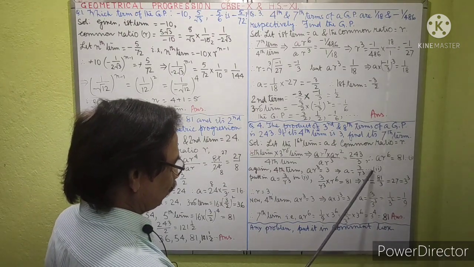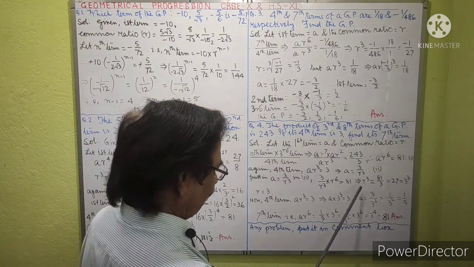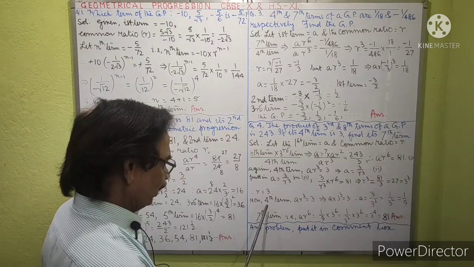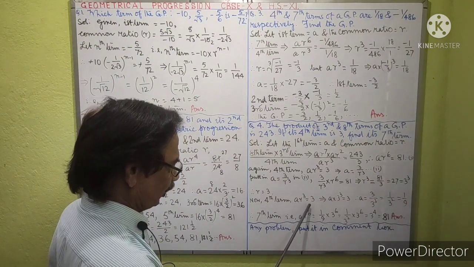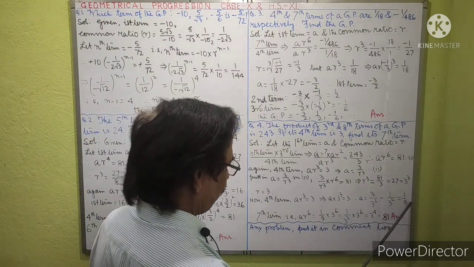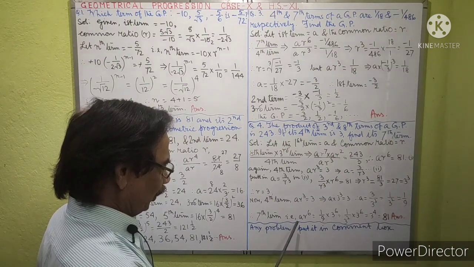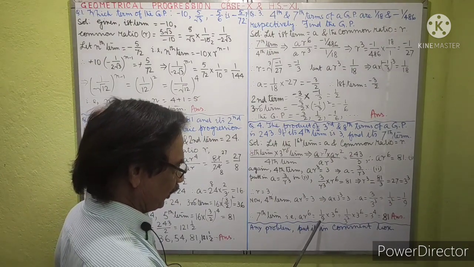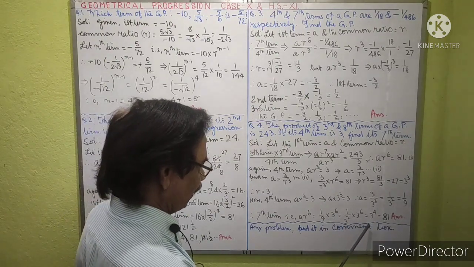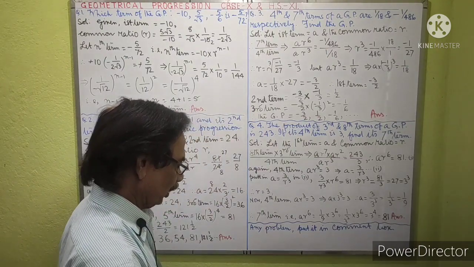We are putting it in equation number 2. We are getting that R cube equal to 3 cube. Therefore, R equals 3. Therefore, the fourth term, that is AR cube, is equal to 3. Therefore, A into 3 cube equals 3. Therefore, A equals 1 by 9. The first term equals 1 by 9. Therefore, the seventh term equals AR to the power 6, that is first term into 3 to the power 6. That is 81. So, the seventh term is 81.